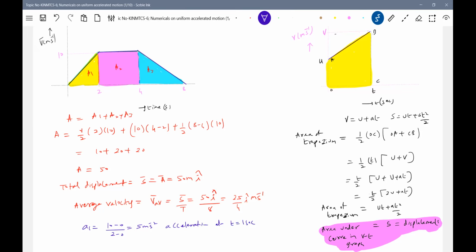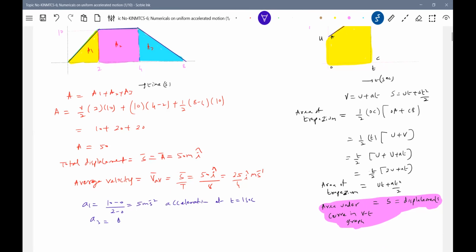See, not only displacement, we are able to calculate average velocity. Now the acceleration is what I'm showing. Then what is the acceleration at 3 seconds? It will be 0, no? Because there's no change in velocity. Acceleration for t.